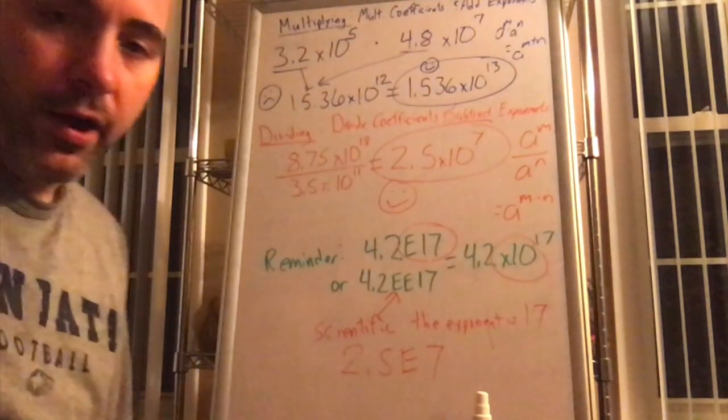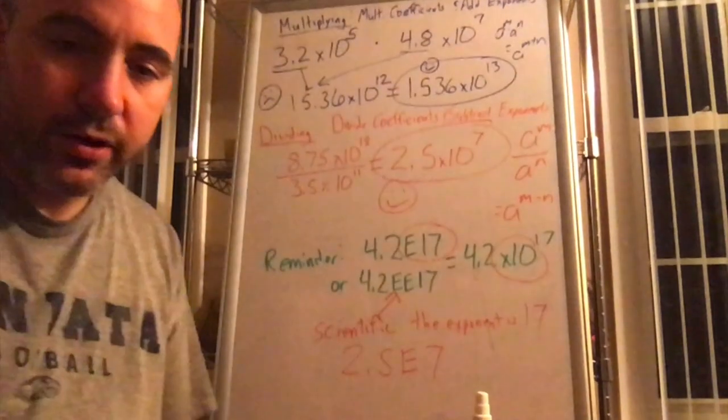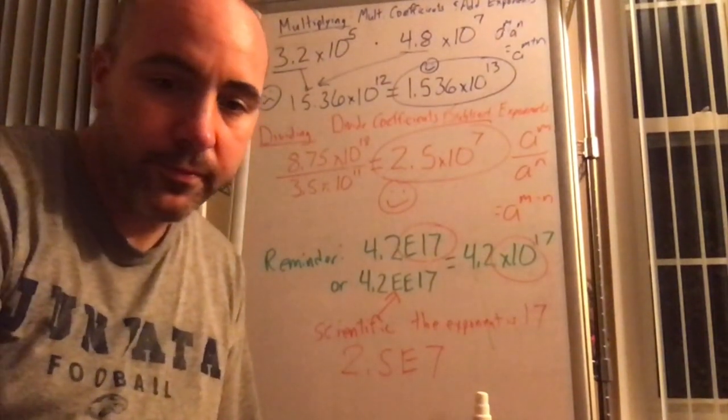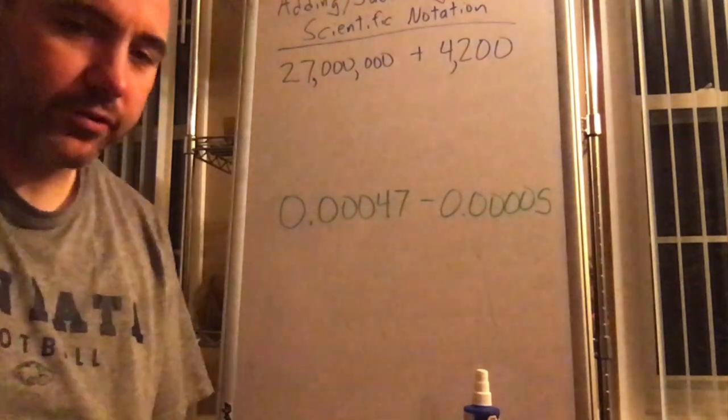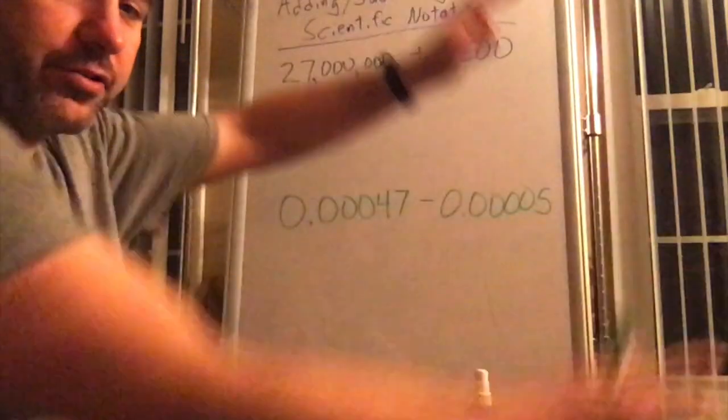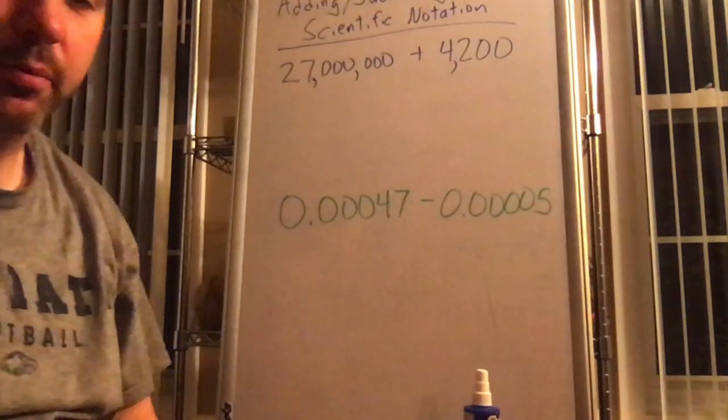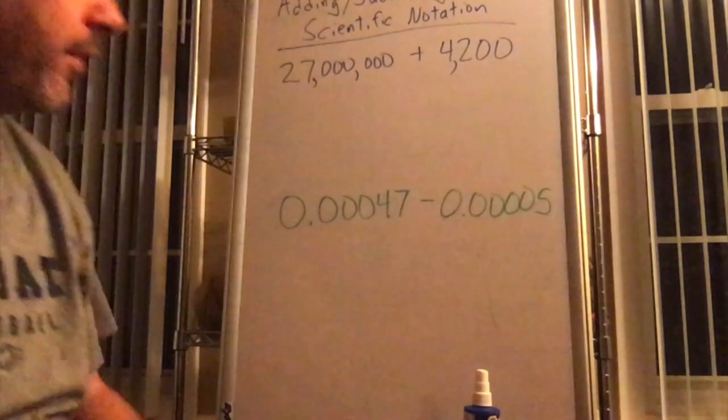All right. I'm going to pause real quick so I can erase the board here. So the next part is adding and subtracting with scientific notation. I should have done some cool magic trick to make it just disappear and appear. Didn't think ahead like that.